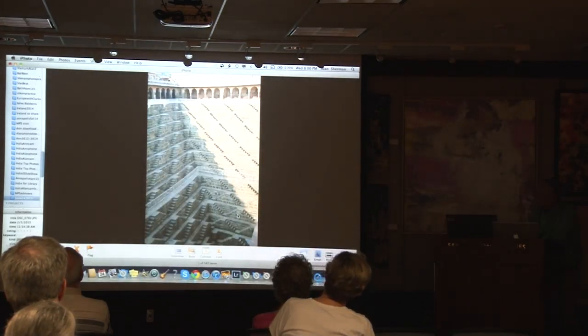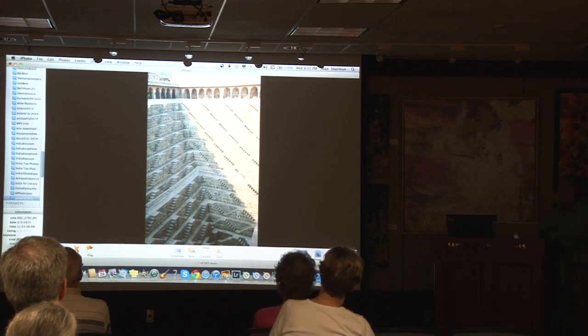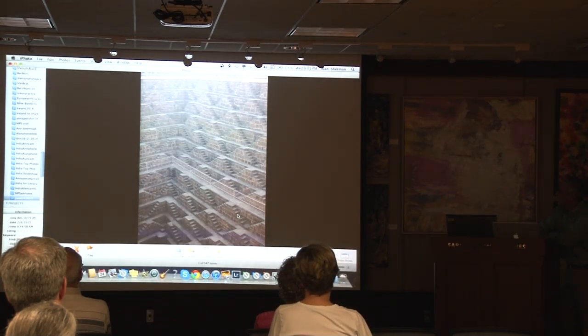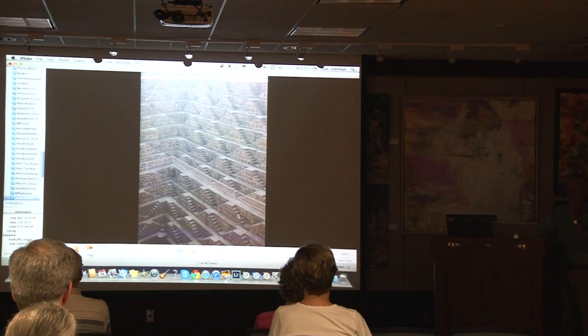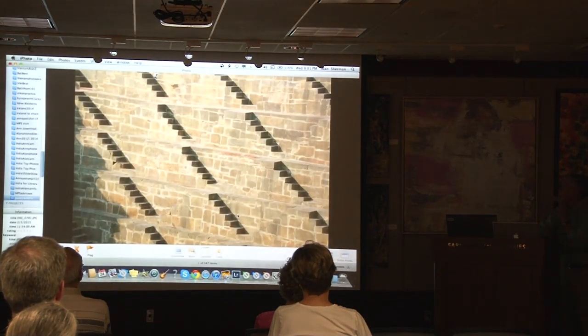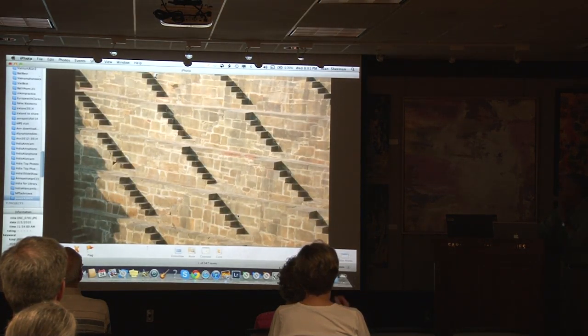And this was it. The steps that were going down, depending on where the water was at any particular time, you could go down and get your water. And that was surrounded by these arcades that were filled with statuary. Again, the picture doesn't do the scale justice, I don't think. But it's pretty spectacular.